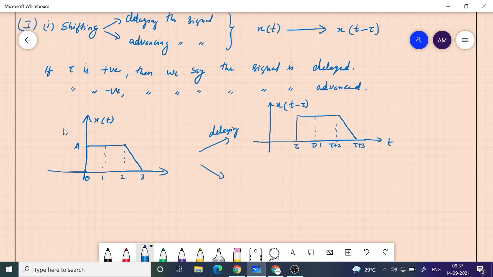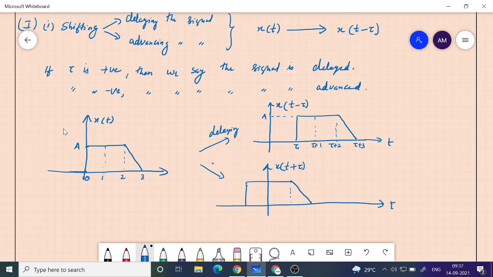Now advancing means just the opposite, where we are shifting the signal to an earlier time. Okay, so instead of starting at 0, we will make it start at a much earlier time. So as an example, here it will start somewhere here. So this amplitude is A, and this is x of t plus tau. So here I am taking tau as positive.